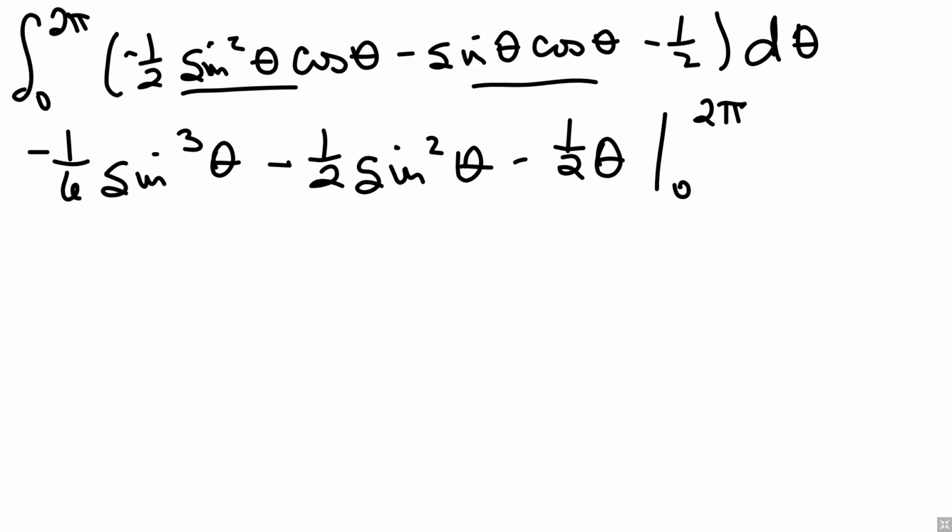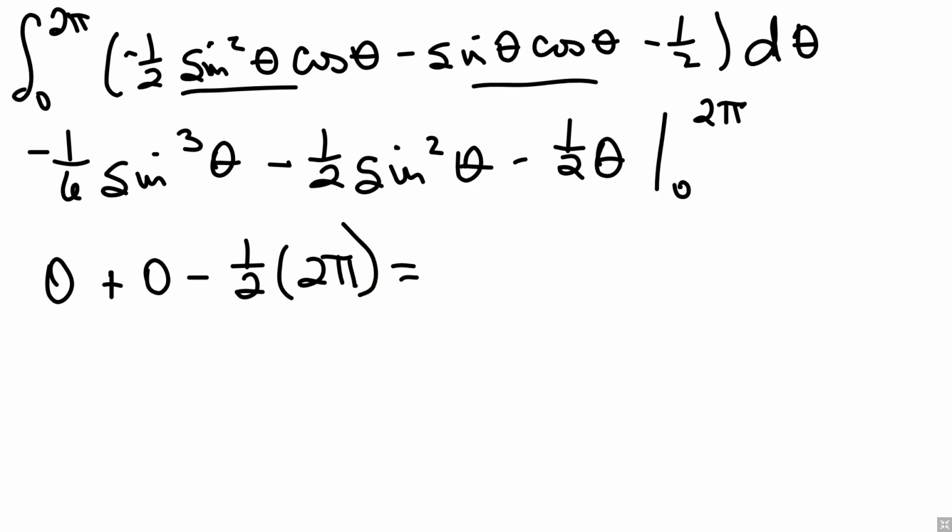If we plug in 0, everywhere it's going to be 0. If we plug in 2 pi, we're going to have 0 plus 0 minus 1/2 times 2 pi. So we're going to end up with -pi. But let's be cautious.